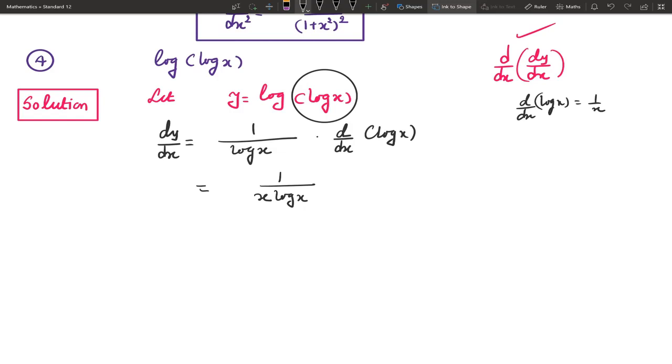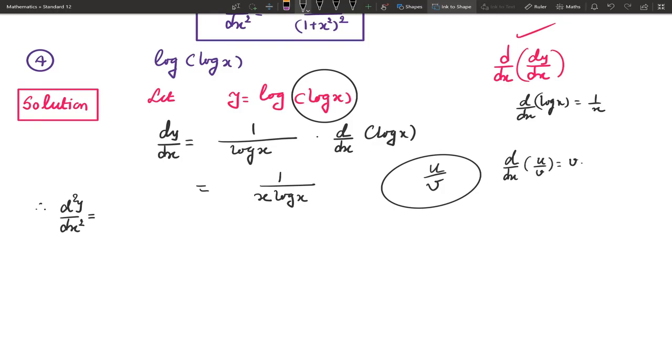So let us differentiate this one, d2y by dx2. It is u by v form, so we have to use the division formula. We are familiar with this result, d by dx of u by v is v into derivative of u minus u into derivative of v upon v square. So we apply the division formula.